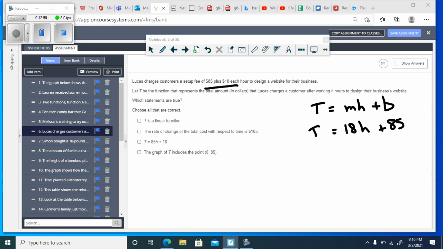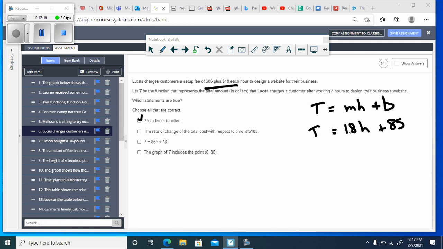So your total amount would be $18 per hour times your number of hours plus $85. Choose all that are correct. T is a linear function. Yep, it is. The rate of change of the total cost with respect to time is 103. That is not correct, the rate of change is not 103, it's 18.